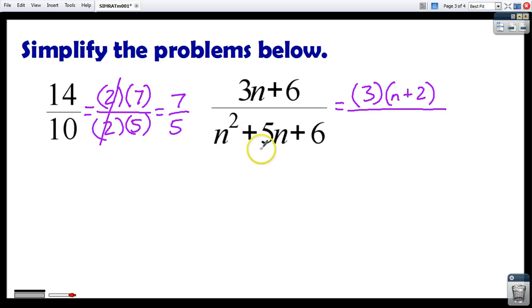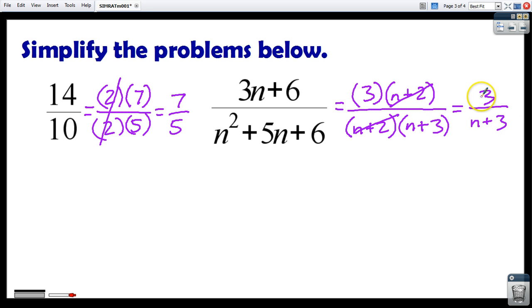Now, in the denominator, I don't see any common factors, but I do think I can factor this with one of my other methods. Yeah, because if you look here, 6, what multiplies to 6 and adds up to 5 is 3 and 2. So I could split this up into n plus 2 times n plus 3. And now that everything is broken up into factors, I can see that here and here I share a factor of n plus 2 and n plus 2, which I can cross out, which gives me 3 over n plus 3. And so there's my simplified rational expression.